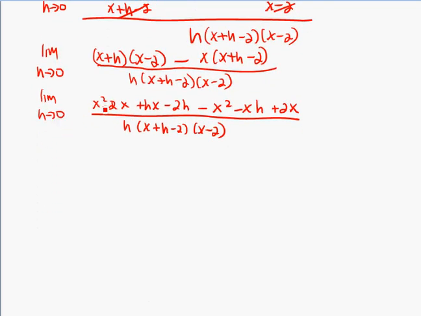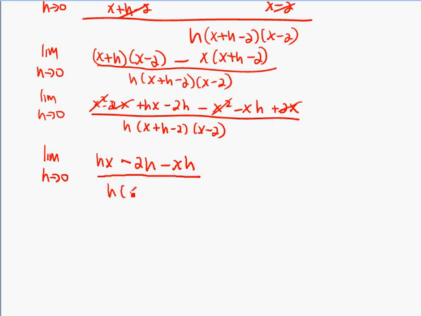So again, my non-h terms are going to cancel. x squared, 2x, 2x. I'm just left with the h terms. The limit as h approaches 0 of hx minus 2h minus xh all over h, x plus h minus 2, x minus 2.